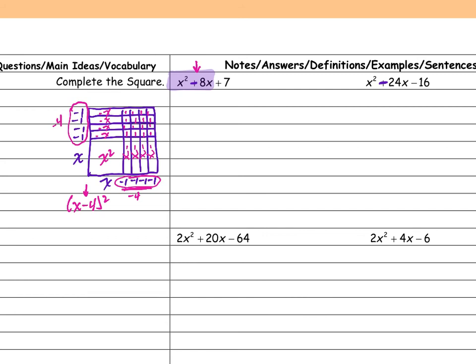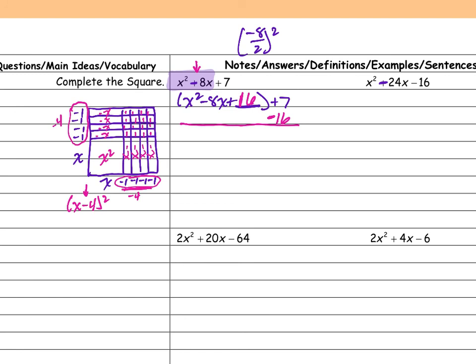So now we're going to finish this out algebraically, if that's okay. I'm going to rewrite this as x squared minus 8x plus some number plus 7. So how do I get what goes on that line? Well, negative 8 divided by 2 squared. Negative 8 divided by 2 is negative 4, which we already know. And negative 4 times negative 4 is positive 16. And if I'm going to add 16, I'm also going to subtract 16.